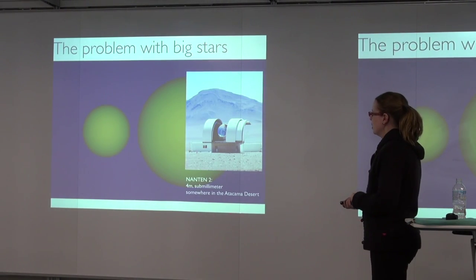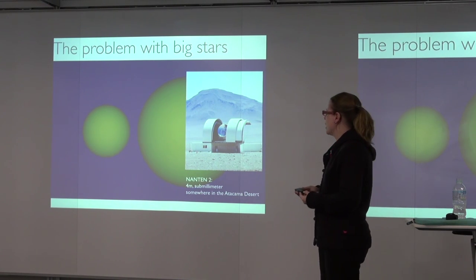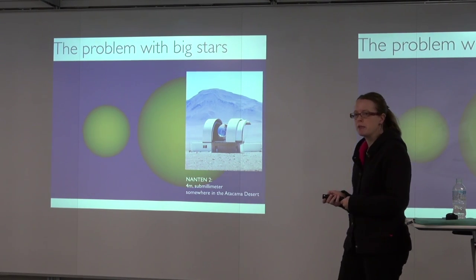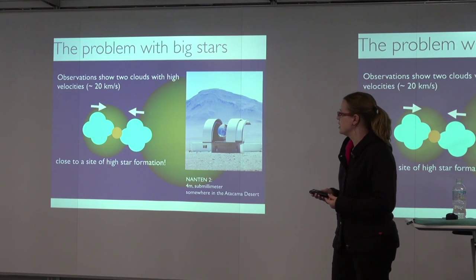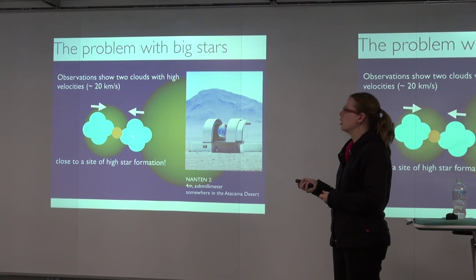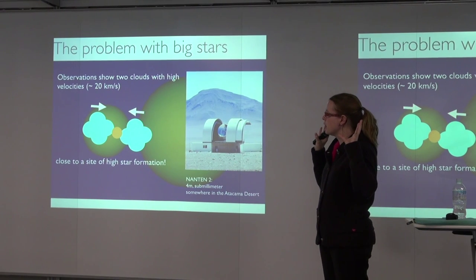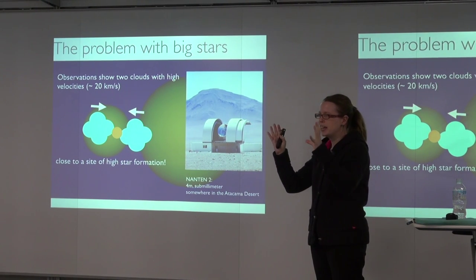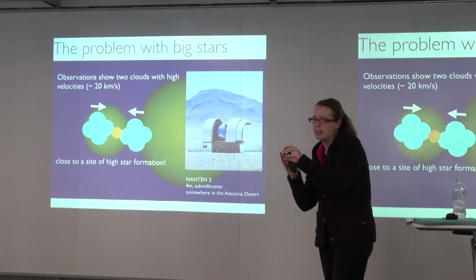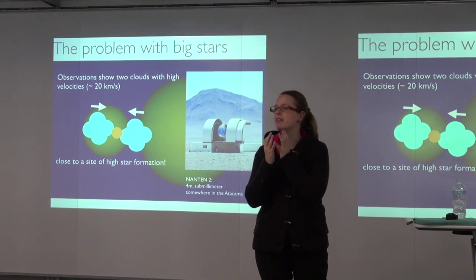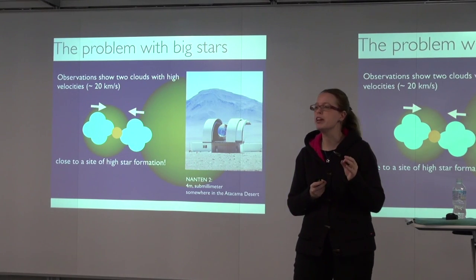So, the idea that it might be cloud collisions came from some observations. This is the NANTEN2 telescope. It's somewhere in Chile, in South America. And they have seen some observations where there is a truckload of star formation going on in this region. And there seems to be two clouds coming together at quite fast speeds. So they've observed two of these star-forming clouds. They appear to be on a collision course. And where they're meeting, there is a super star cluster, where a huge number of stars are made in a very small space, including some really, really big ones.